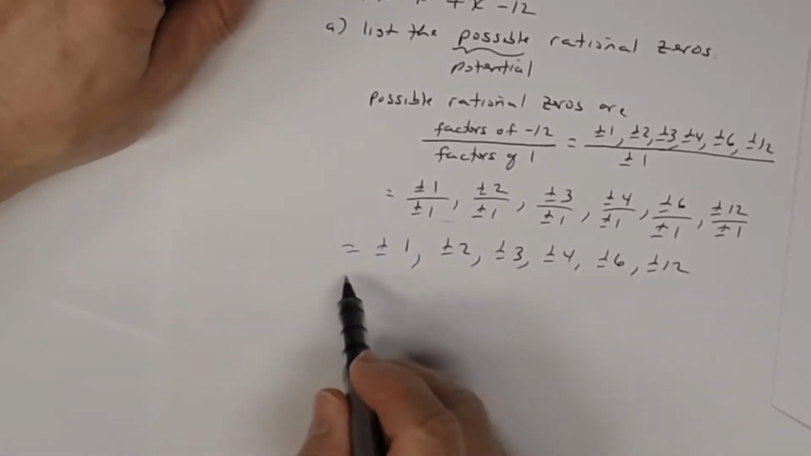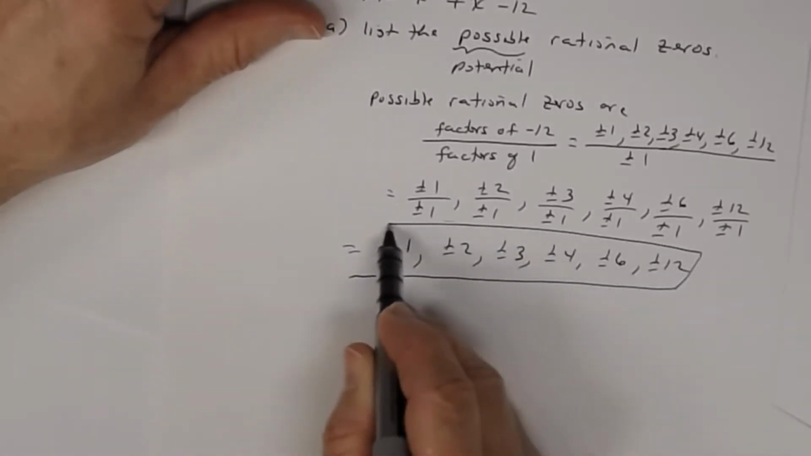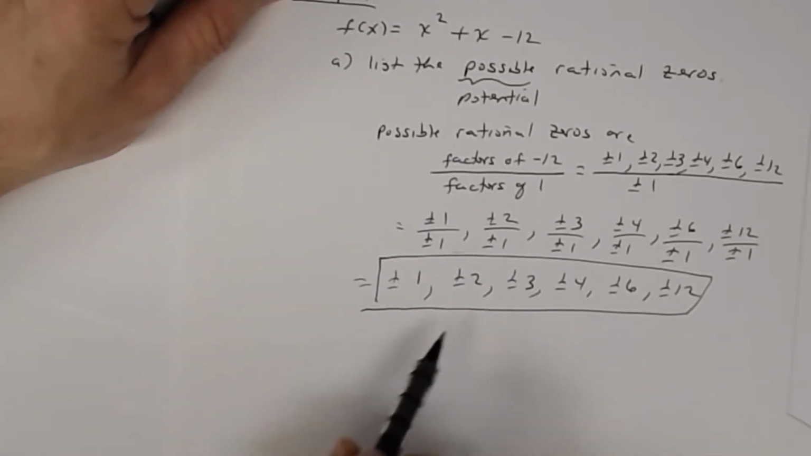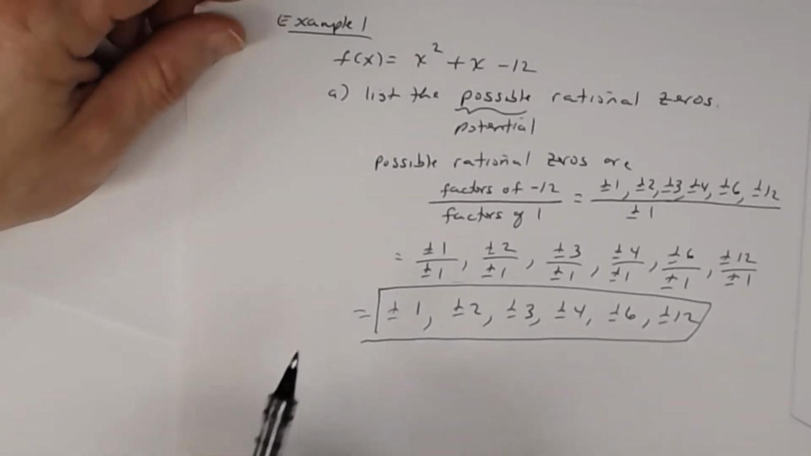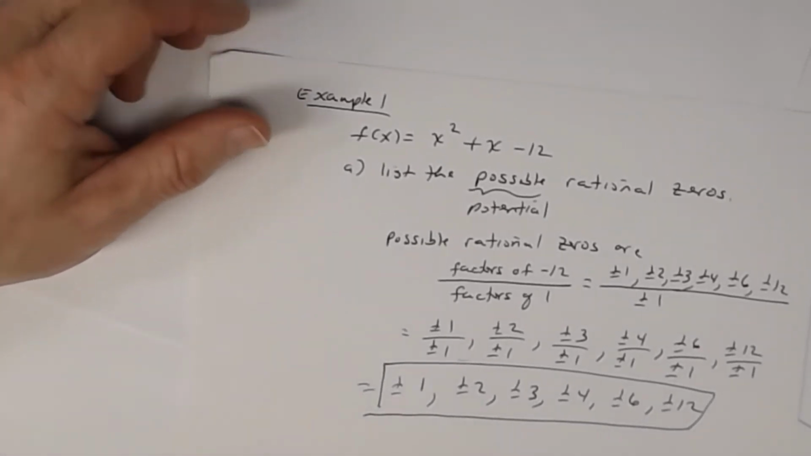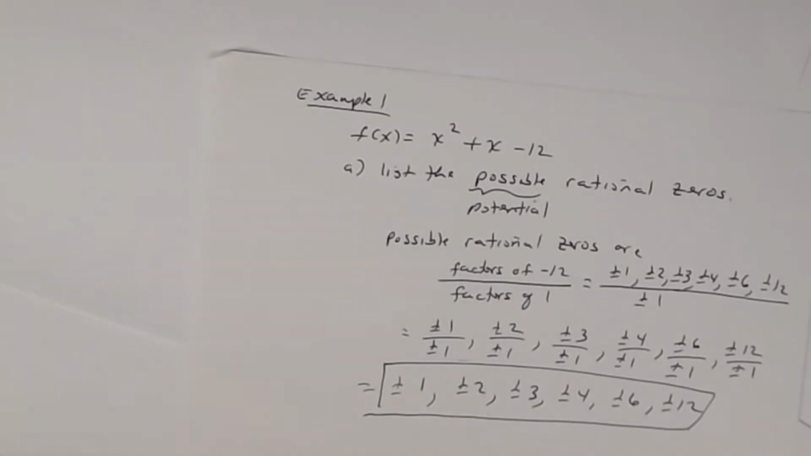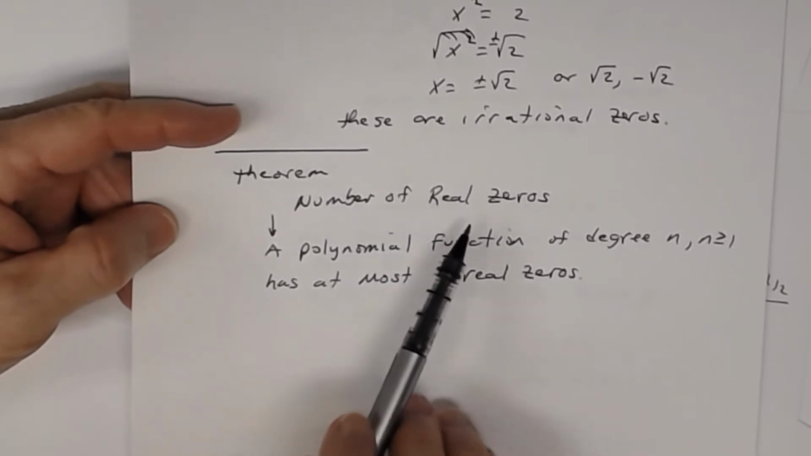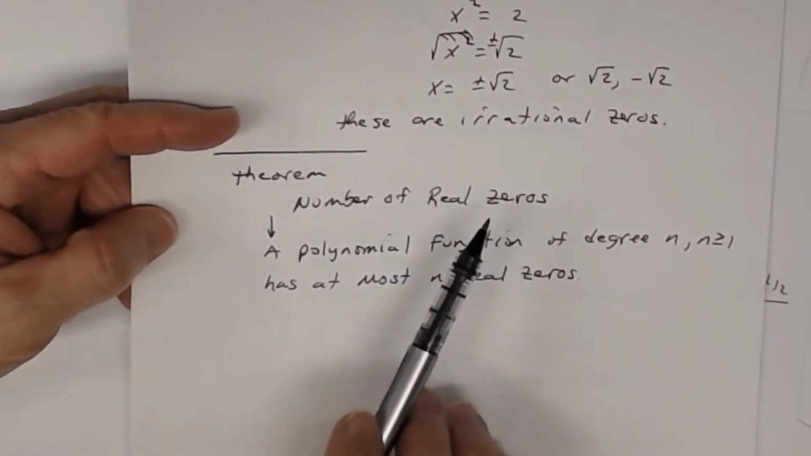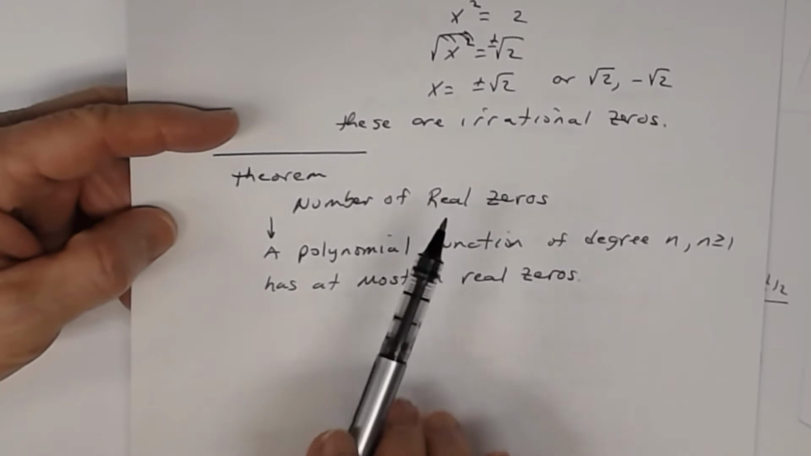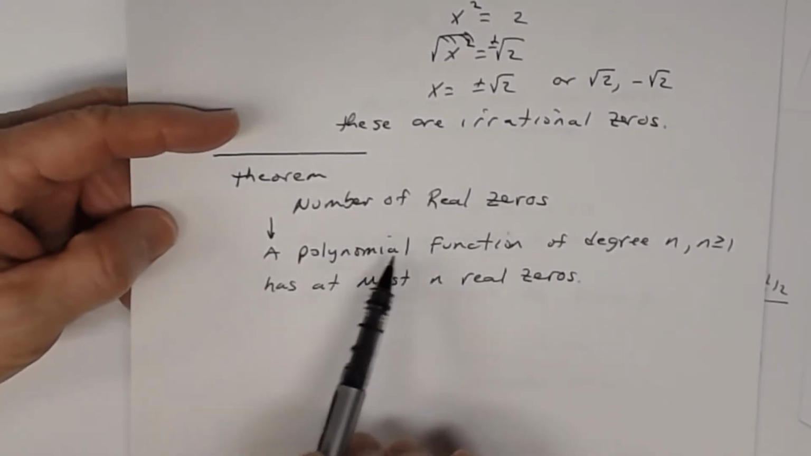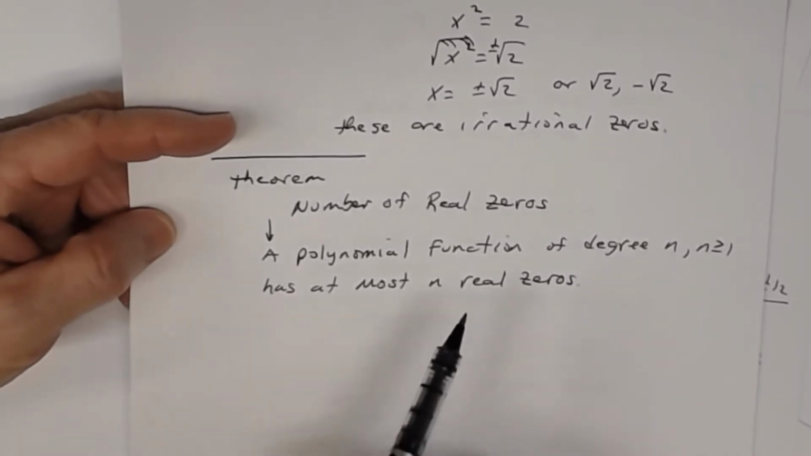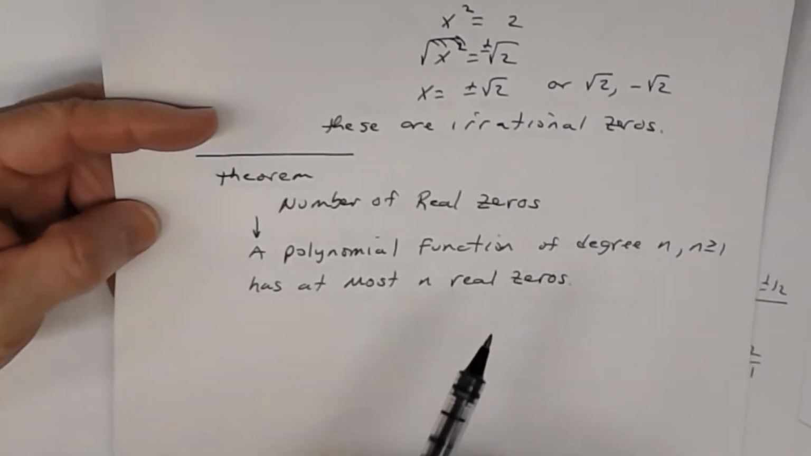So notice these are your possible rational zeros. So that's the answer to part A. So your possible rational zeros are those. Now remember the theorem from the previous lesson we talked about the real zeros. Remember, a real number is either rational or irrational. So the theorem says that for a polynomial function of degree n, you have at most n real zeros. Okay? And a real zero is either rational or irrational.